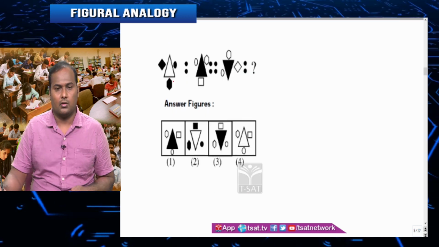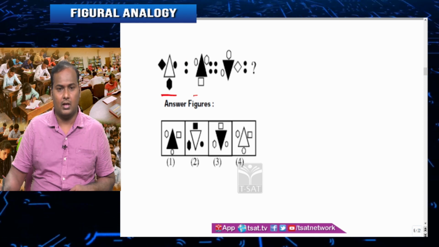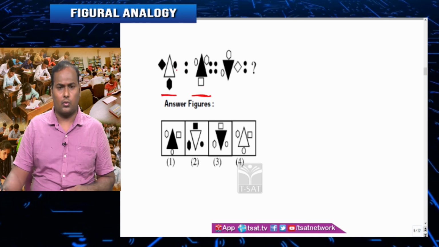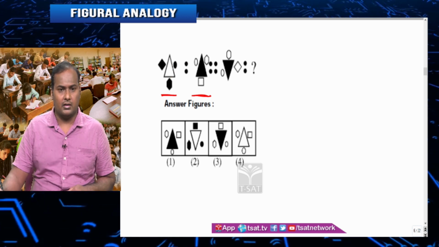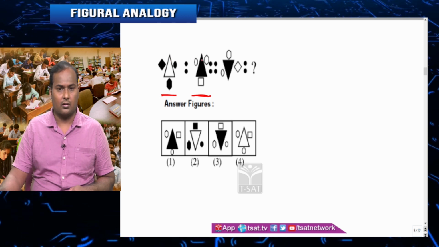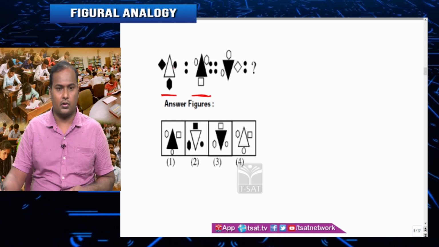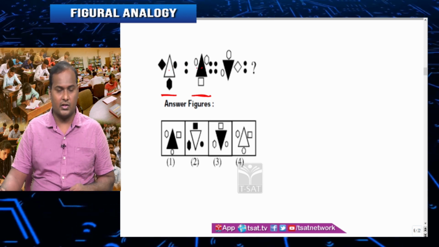In this question, what is the change that you can observe from one figure to the next figure? The change is very easy. The first one is, here the triangle is light in color, inside there is no dark portion, but in the next figure you can see a dark portion. So initially the lighter became darker. That is the first change you can see.